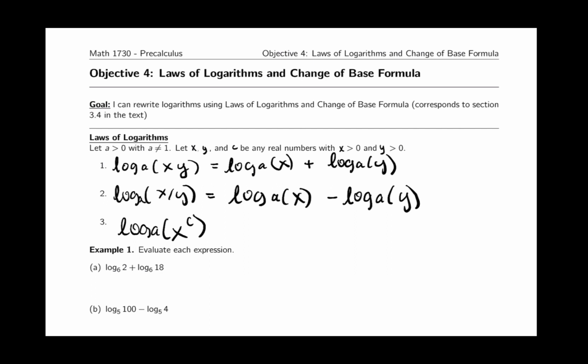Our last log law is a way to rewrite exponentiation inside of a logarithm. If the argument is some sort of number raised to a power, we can rewrite it like this. What we've done here is brought this power that was on the x as a multiplier in front of the log. These might look a little bit weird, but they are actually related to our exponential rules.